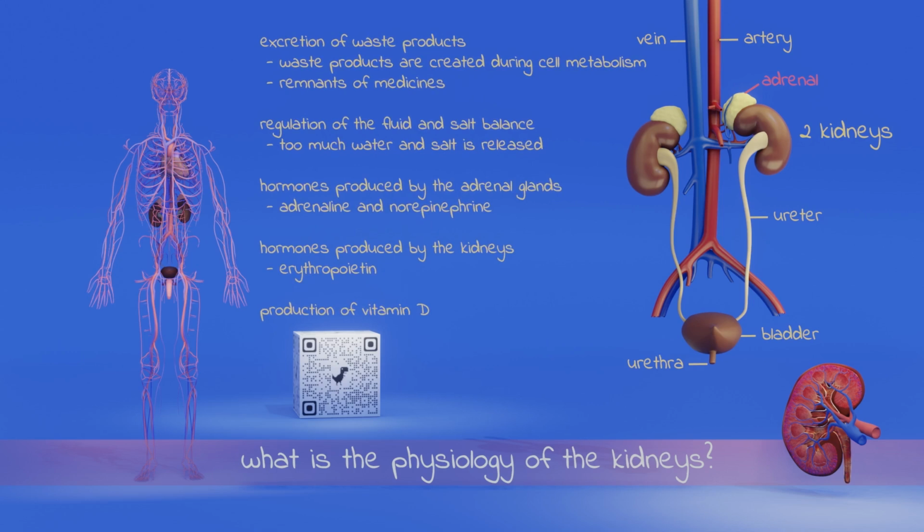In the lesson about the skin, I told you that the skin is responsible for the production of vitamin D from the sun's rays. But the kidneys also produce some vitamin D, just a little bit. You also get some vitamin D through food, but again, most of it is produced by the skin.